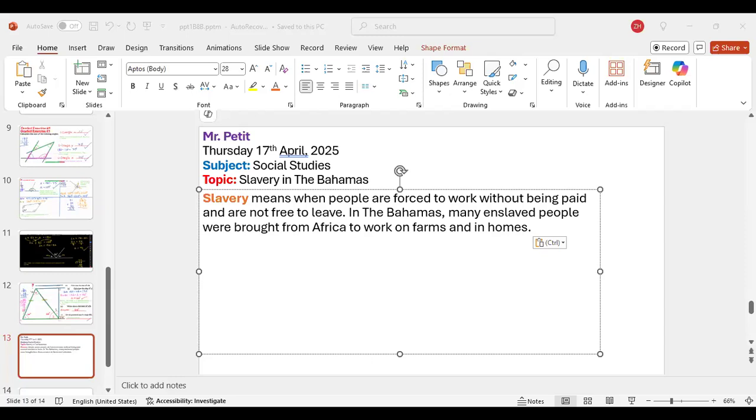Let's talk about where slaves were sold. Weren't they auctioned off? Where? Not the Pompey House, the Vendu House. Very good. So slaves were sold in the Vendu House.